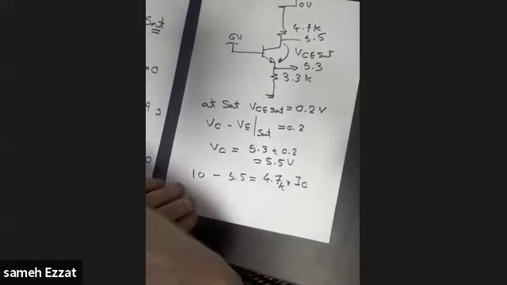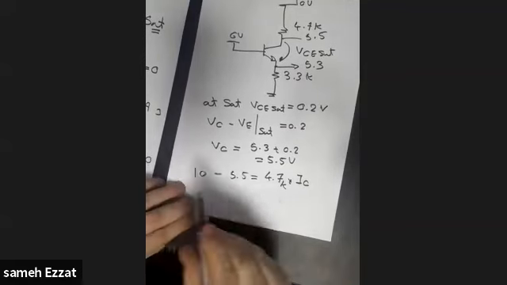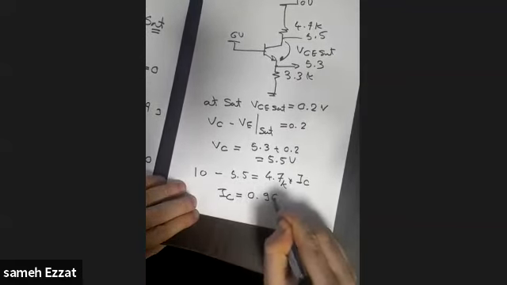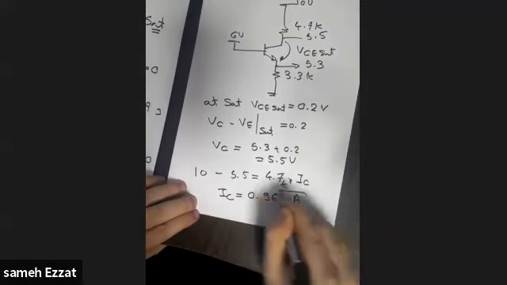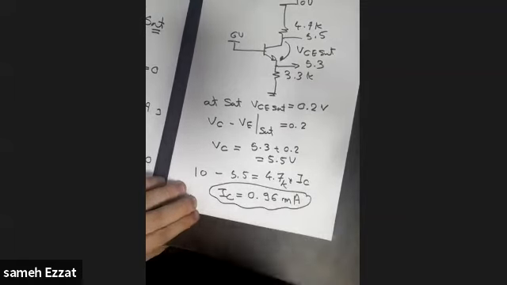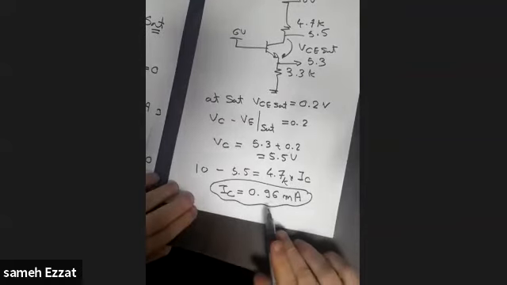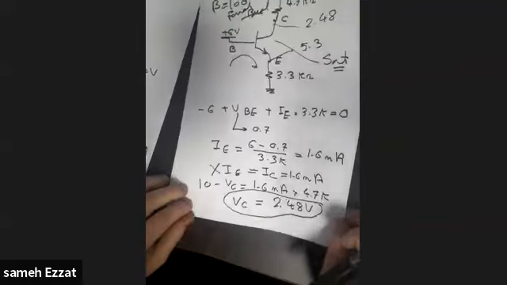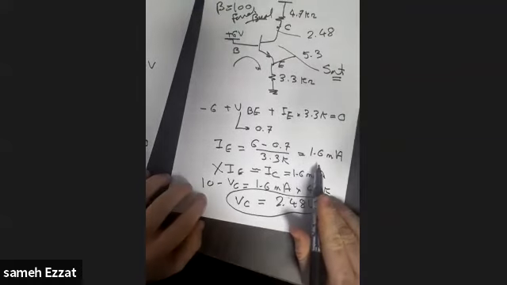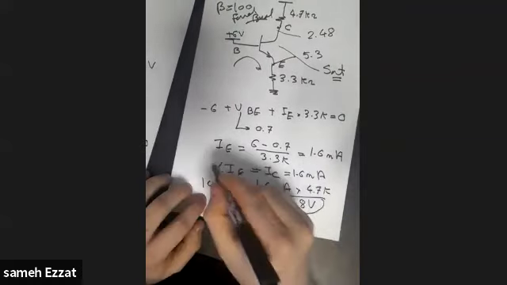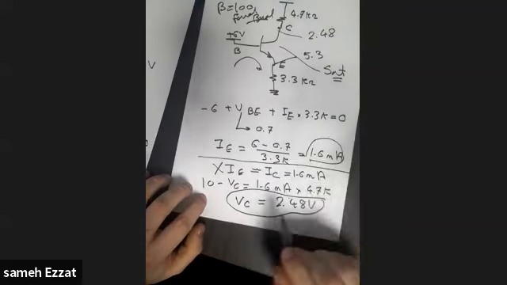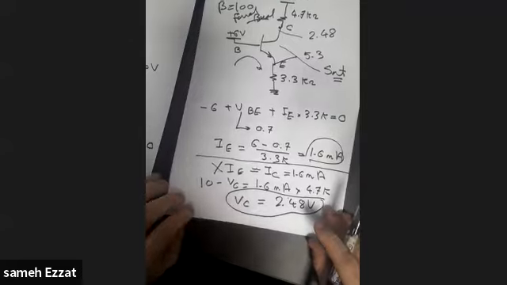So by calculating here, you will find that IC equals 0.96 milliampere. Now, please recognize the difference. IC is equal to 0.96 milliampere. IE equals 1.6 milliampere. So IC and IE are no longer equal.